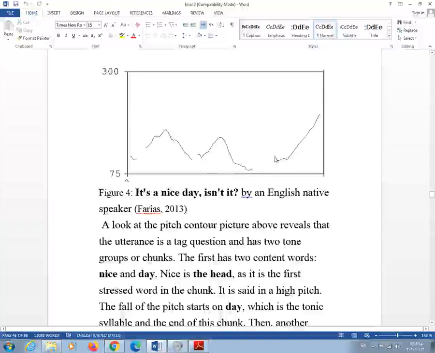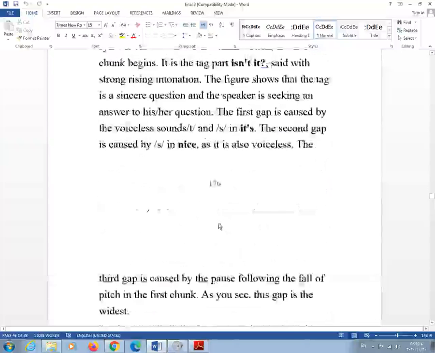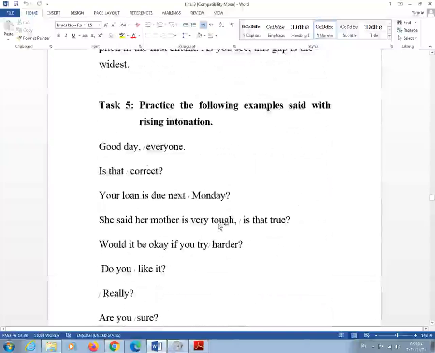The second chunk, second tone unit. Isn't it? So in the first part we end with falling. It has a falling intonation. In the second part, which is isn't it? It's using rising intonation. It's said with a rising tone. Okay. That's very interesting, and let's practice.